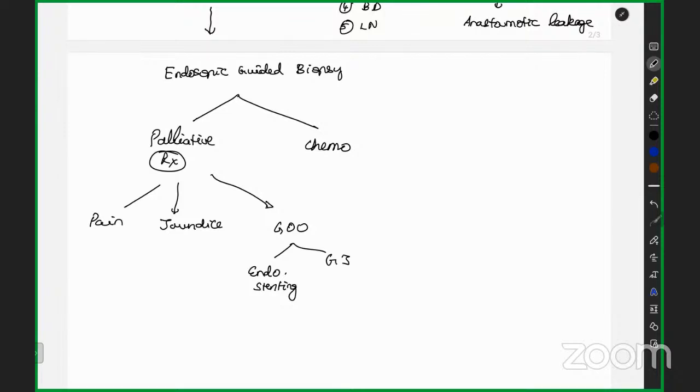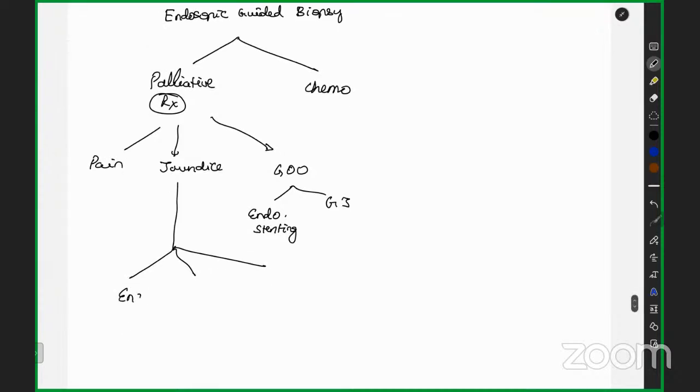Okay. If my patient has jaundice, what can I do? I have three options available to reduce the jaundice. Again, you can go for endoscopic stenting, which is most preferred, or I can go for surgical bypass. How can I go for surgical bypass? By doing hepaticojejunostomy, which is the best method. And also PTBD, if the patient is very sick. And for reducing the pain, you go for radiotherapy.